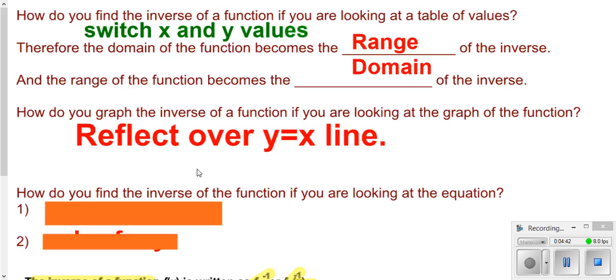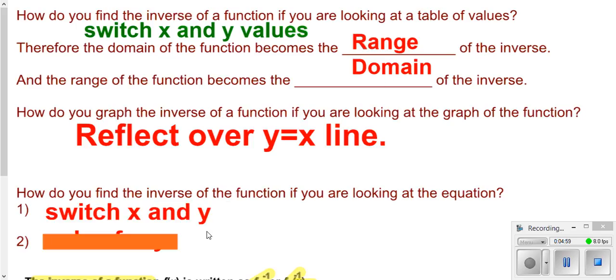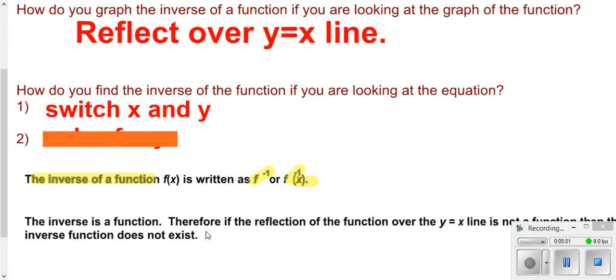But what do you do if you're actually looking at the equations and trying to solve it algebraically? Well, up here we had said we switch x and y when we're looking at the numbers. And really, for your range and domain representing x and y, we switched them. So that's what we're going to do here: we're going to switch x and y, and then all we have to do is solve it for y.